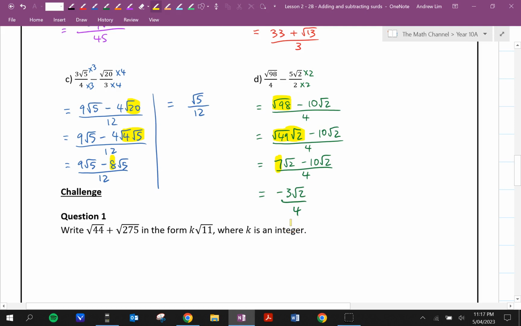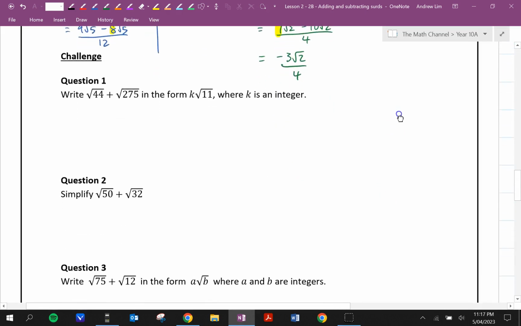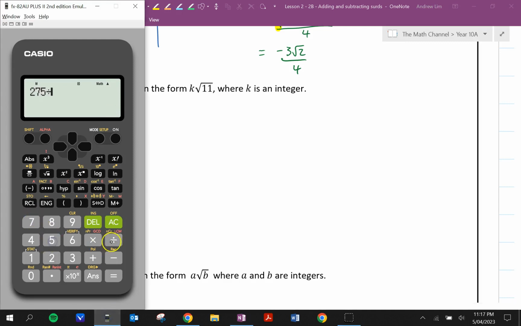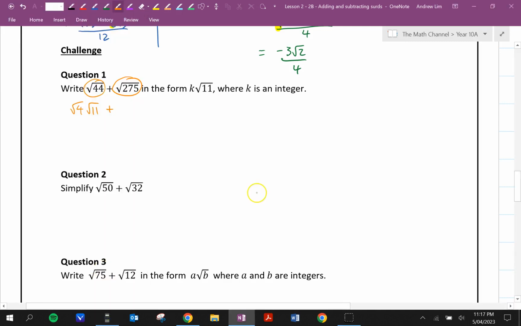Alright, let's have a look at some challenge questions. First one. Write root 44 plus root 275 in the form k root 11, where k is an integer. So we've got root 11 here. So we should be thinking about, oh, how can I write this as something times root 11? Well, this is technically root 4 times root 11. What about this one? 275 divided by 11 is 25. Root 25, root 11.